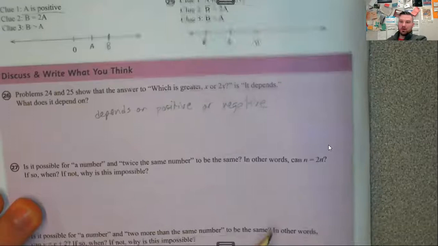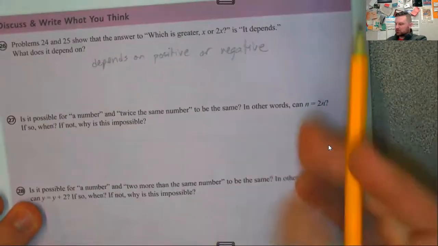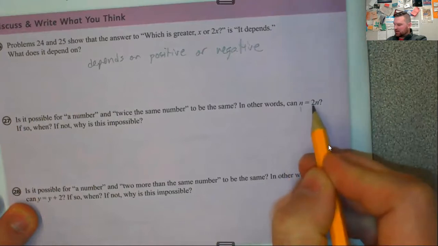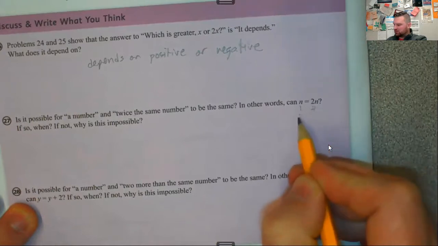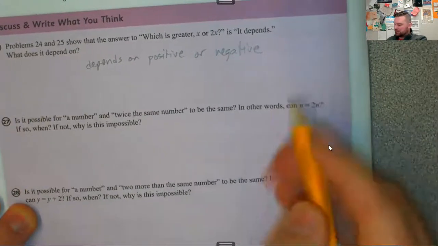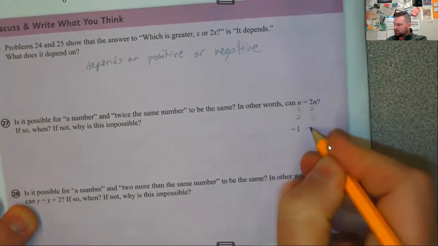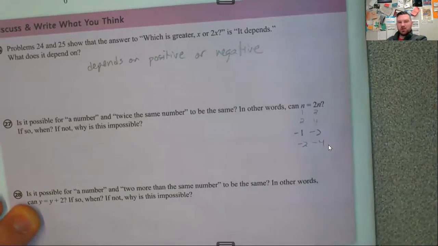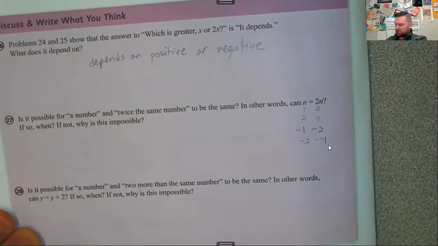Well, there's only one case, okay? And you can start plugging in numbers here. If I plug in a 1 for n, then this would be 2, a 2, a 4. Okay, you keep going down. You could go down the negative side. -1, -2, -2, -4. But there's one number that it does work, and that number is 0.